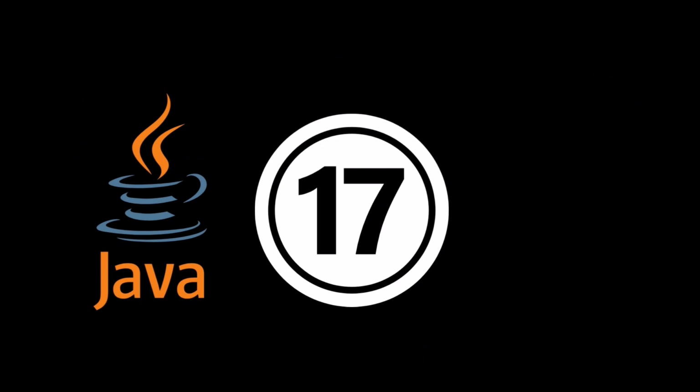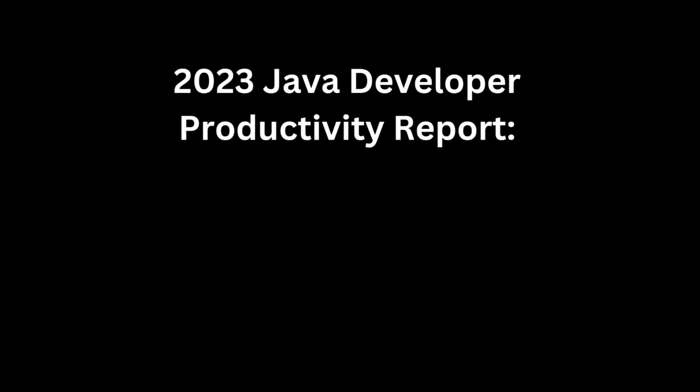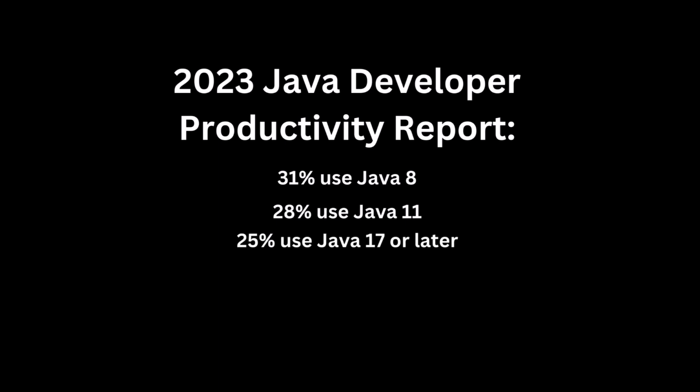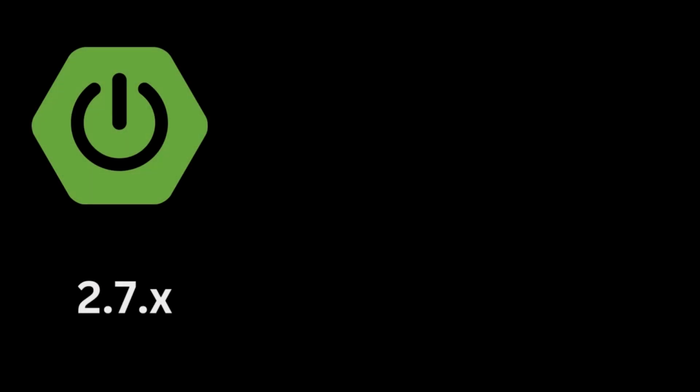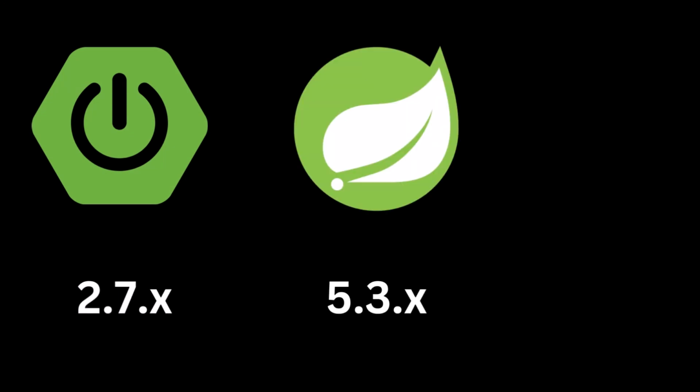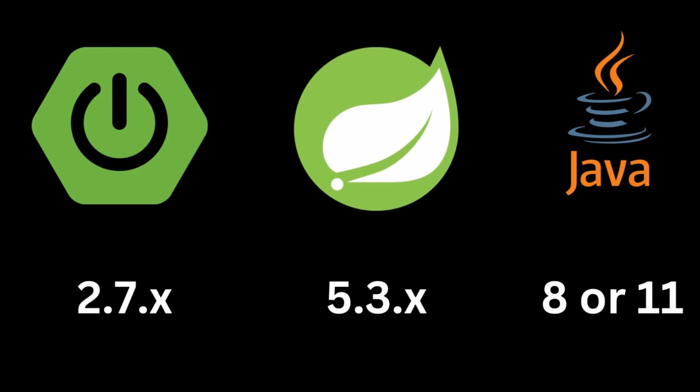Requiring Java 17 is a significant change for many organizations. According to the 2023 Java Developer Productivity Report from JRebel, 31% of organizations are still using Java 8, 28% are still on Java 11, while only 25% are using Java 17 or newer. So recommending or requiring a move to Spring Boot 3 or greater comes with a lot of additional work that many organizations aren't yet ready to take on. If your organization is still using Java 8 or Java 11, Spring Framework version 5.3.6 or version 2.7 of Spring Boot will work for you.